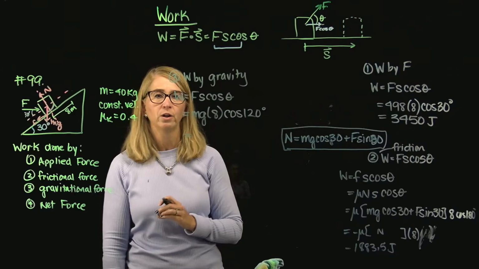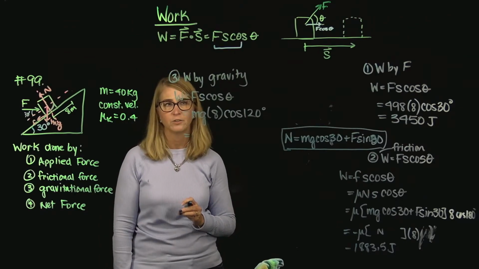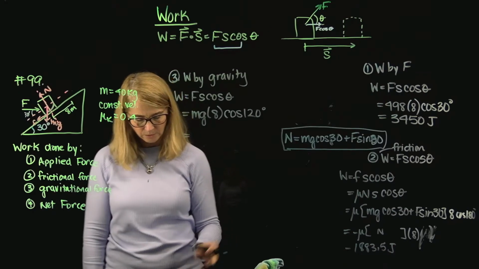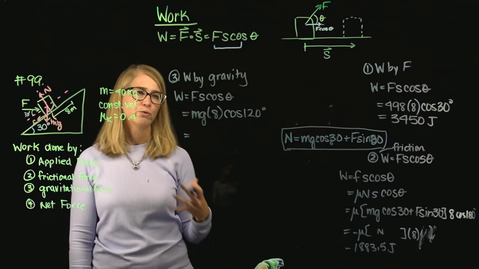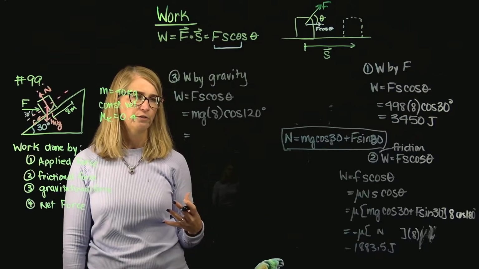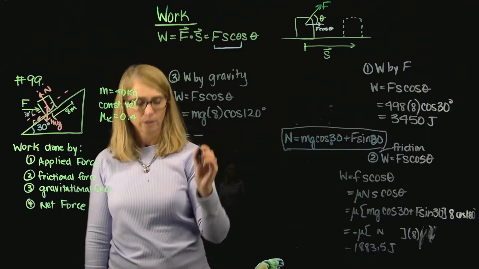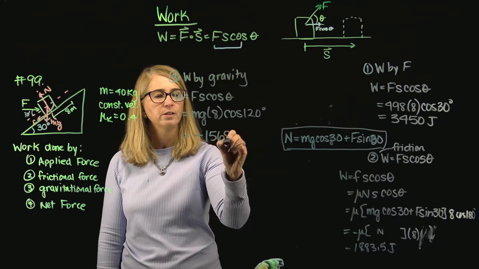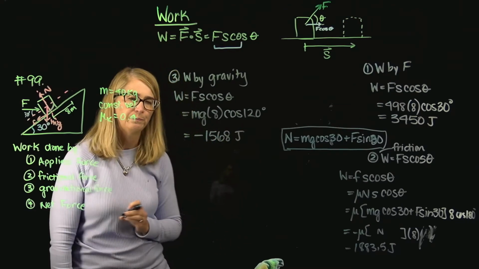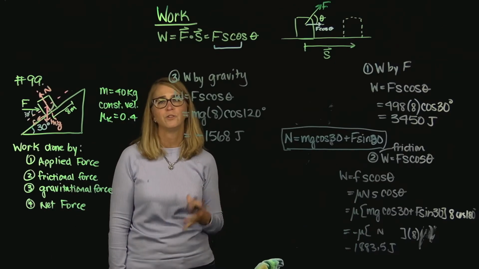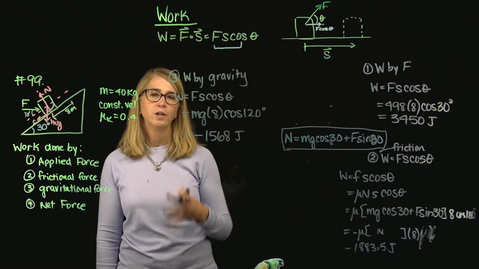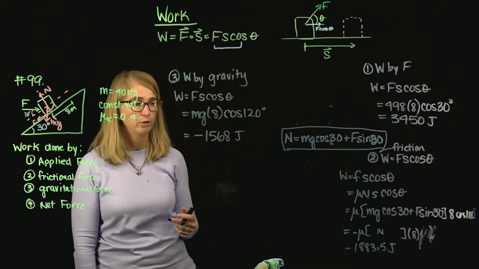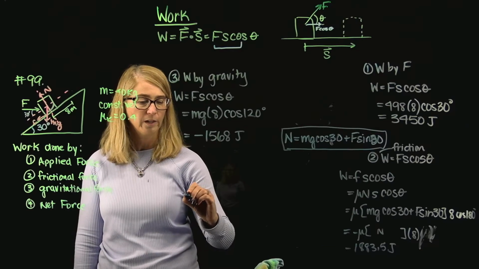That is also going to give me a negative answer because the cosine of 120 is negative. And so when I put in the mass, which is 40 kilograms, the acceleration of gravity, I find the work done by gravity is minus 1,568 joules. Now I want to just show you another way to think about how I would find the work done by gravity, because it's kind of a neat way to think about it.